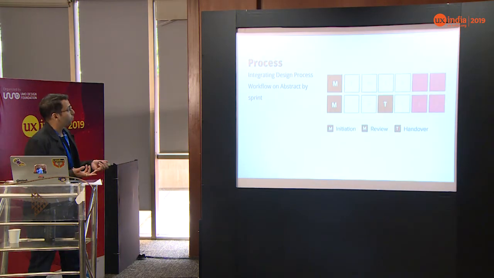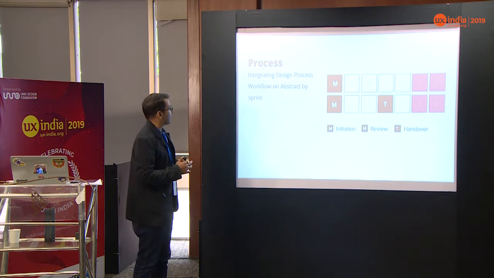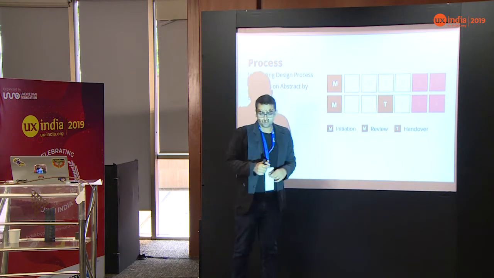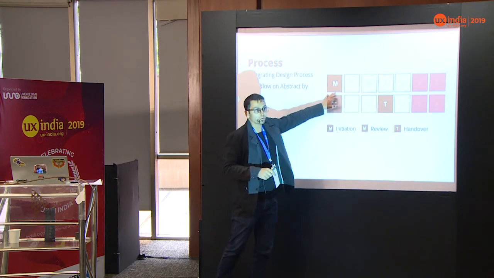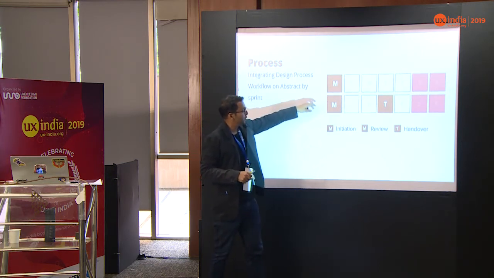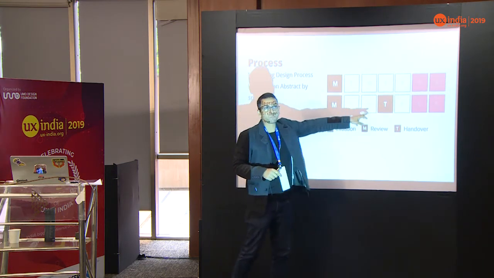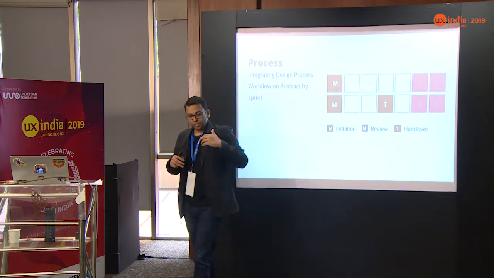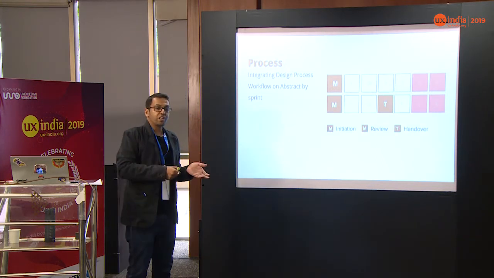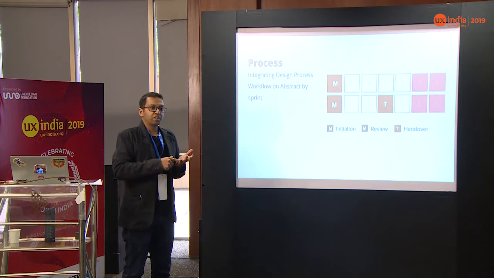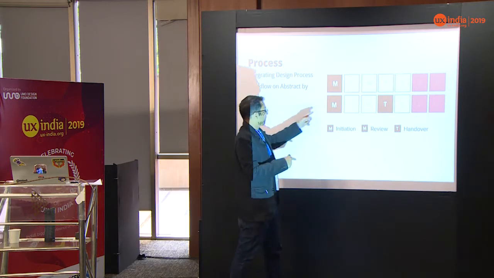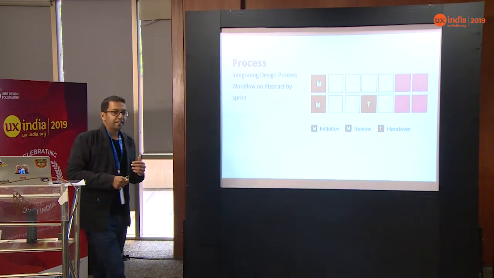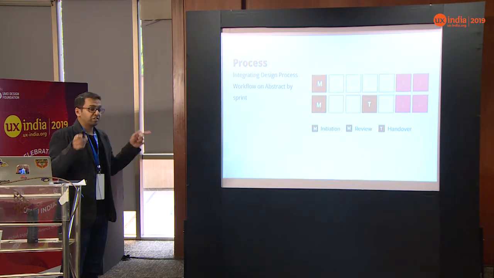If you look at the process, obviously everybody has a sprint process in the organization. So we had our sprint process, and these were the three checkpoints which we found. This is where the backlog grooming happens, this is where the pre-handover happens, and this is where the handover of design happens. Whenever the backlog grooming is happening and the design project is decided, it has to initiate on Abstract. So we measured the initiation, we measured the review, and we also measured the handover. If all these steps are happening on Abstract, then we say that design system process adoption is 100%.